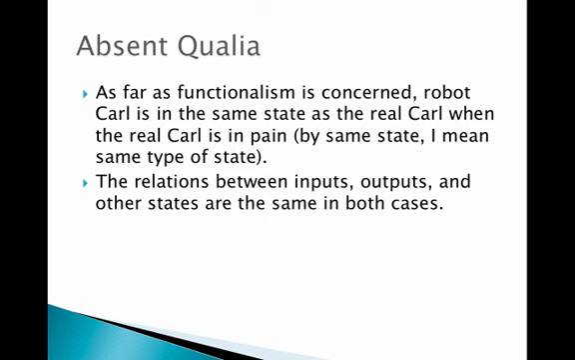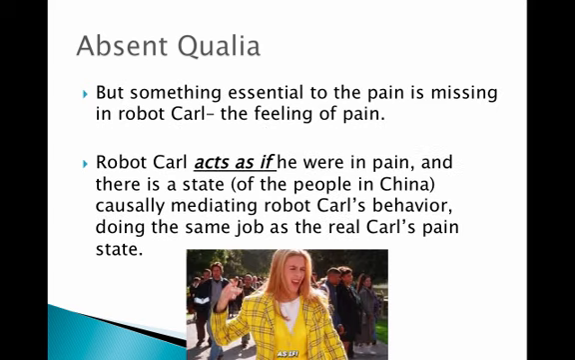Well, here's the problem. As far as functionalism is concerned, Robot Carl is in the same state as the real Carl when the real Carl is in pain. And by the same state, I mean the same type of state. Because, well, the relationships between the inputs, outputs, and other states are the same. That's a problem, though. We wouldn't say that Robot Carl is in pain, because that means that the population of China is in pain just by sending these radio signals back and forth. But that's absurd. Something essential to pain is missing in Robot Carl.